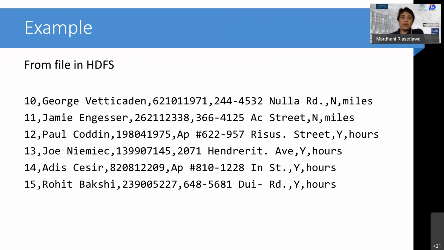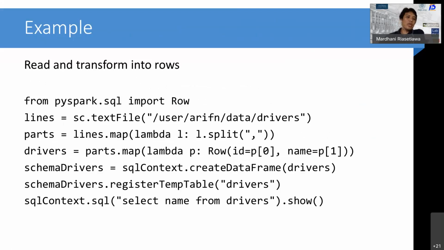So if we have a file in HDFS like this one, and we read it and transform it into rows, we just need to import from pyspark.sql, then go to the lines, then the parts, and operate like a split expression and so on, and then to the drivers and the schema. In here you can see createDataFrame, and then you register the temp table and use the SQL context. So that will be the implementation. Actually, the implementation is shorter than the explanation. That's how you can see how Spark works for the implementation.